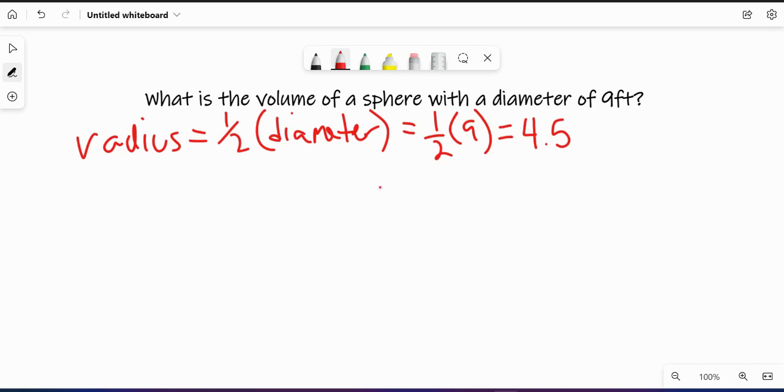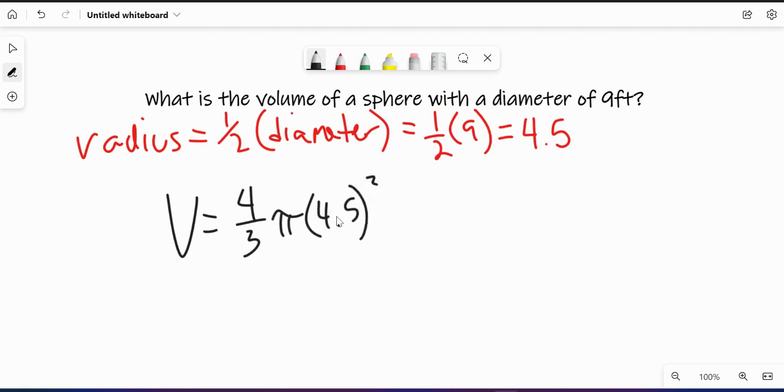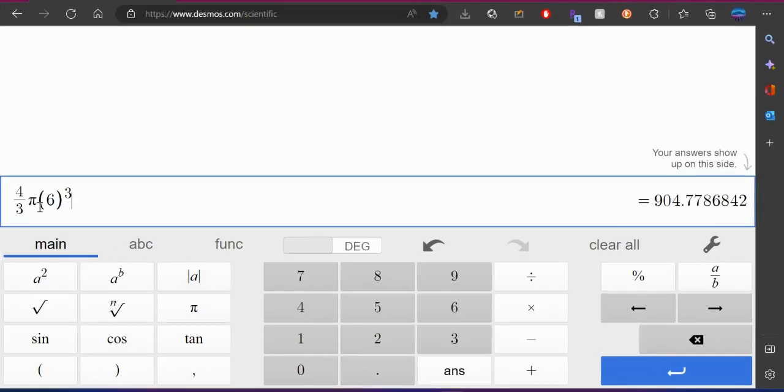So let's plug it in our formula. So I have our formula, 4/3 pi and then 4.5 cubed. All right, so I'm going to use my calculator again. I'm going to write it both terms. Let's see if it comes out to a nice decimal. 4.5 cubed. Okay, that's not bad. So if I wanted this in terms of pi, without the pi in the calculator, it's 121.5 pi.